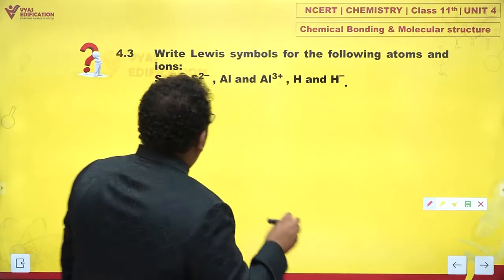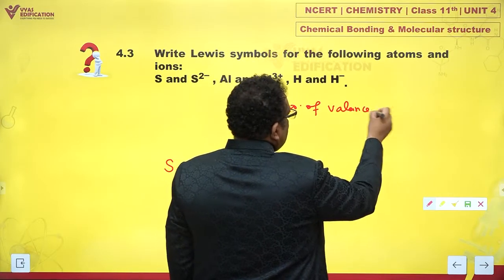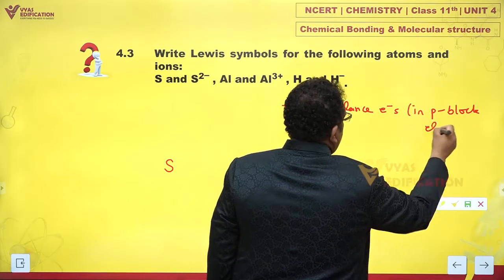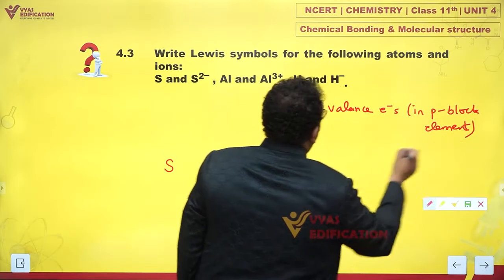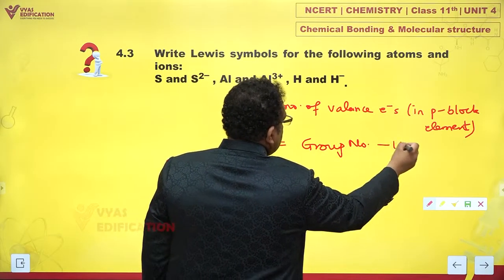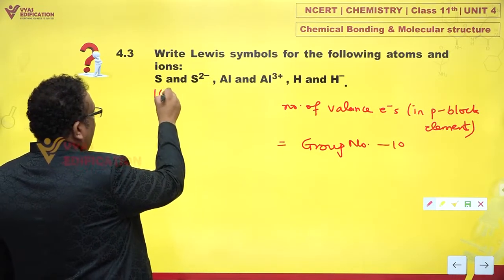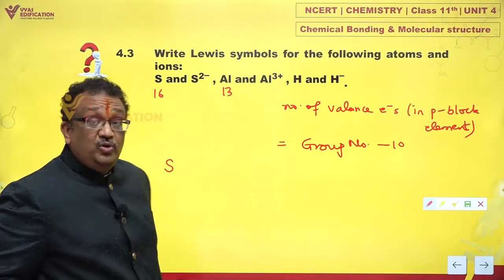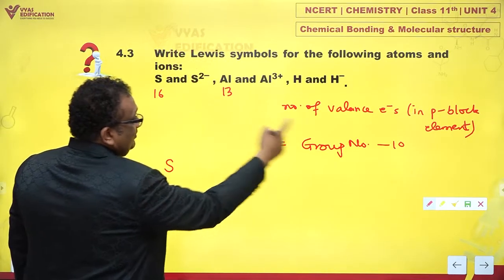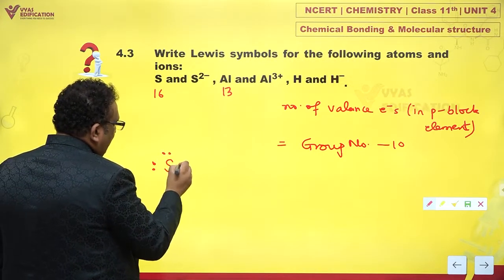And there is a formula. And what is that? Number of valence electrons in a p block element is group number minus 10. Okay. So group number for sulfur is 16, for aluminium is 13, and both of them belong to p block. Okay. So sulfur 16 minus 10, I have 6 valence electrons. So 1, 2, 3, 4, 5, 6.